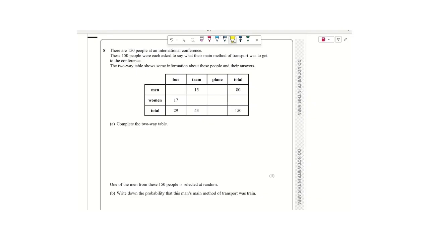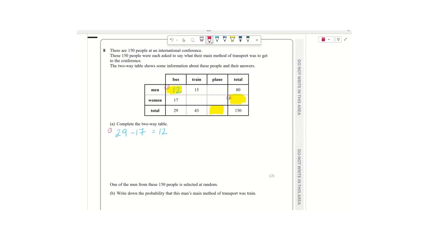So there are two that we can fill in immediately. If we look at this one, which I'm going to put a little number 1, that's how many people got the bus. So in total, there were 29 people who got the bus. 17 of them were women. So if we take 17 away from 29, we get 12. So there must be 12 men who used the bus.